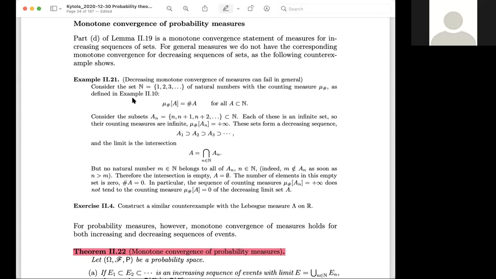You could also ask what happens to decreasing limits. A decreasing sequence is like A_1 is here, but then it's bigger than A_2, and then that's bigger than A_3, and so on. So there are decreasing sets here. You could ask, does this work for decreasing sets as well? And that's part of the homework, to look at this decreasing sequence thing.